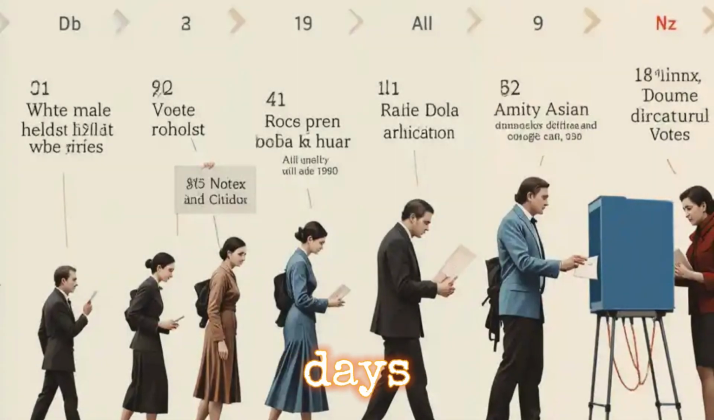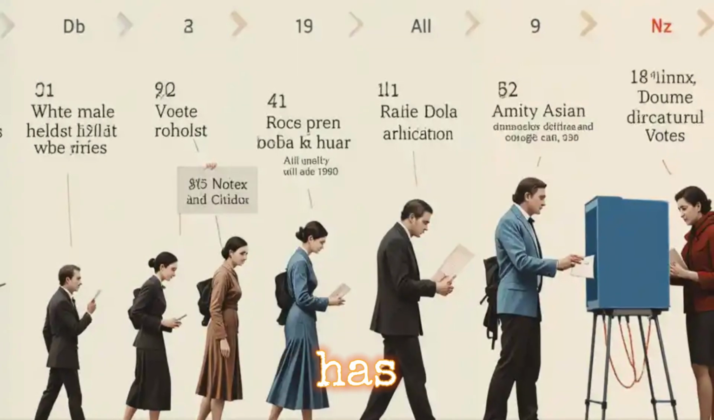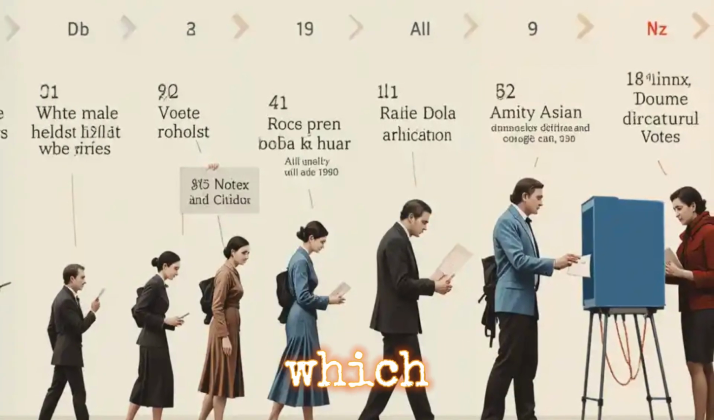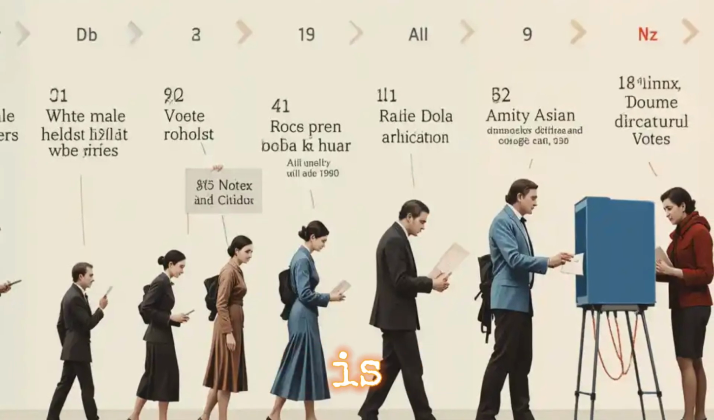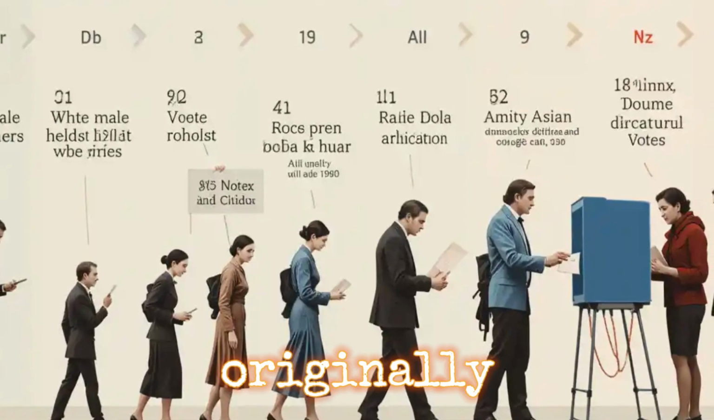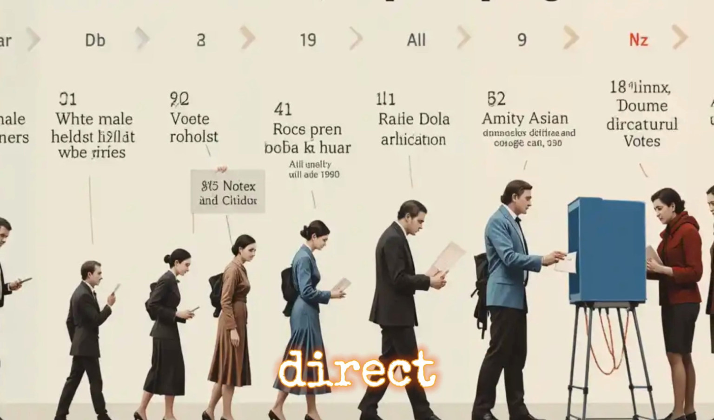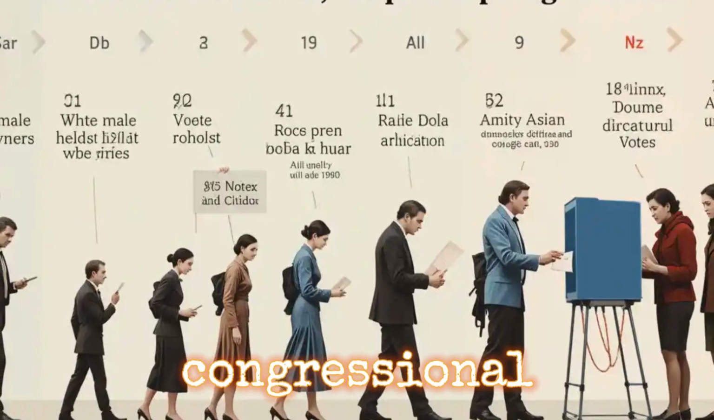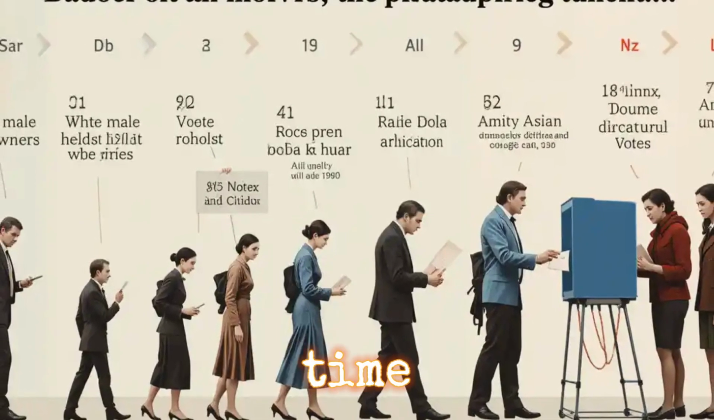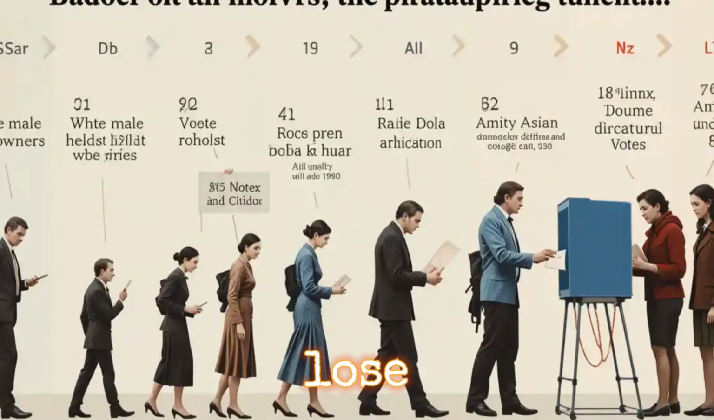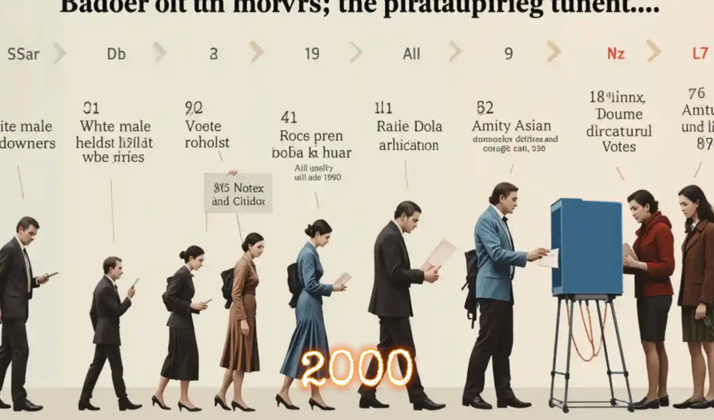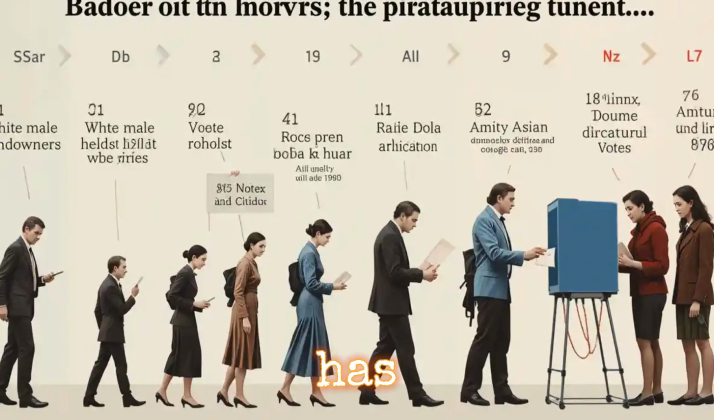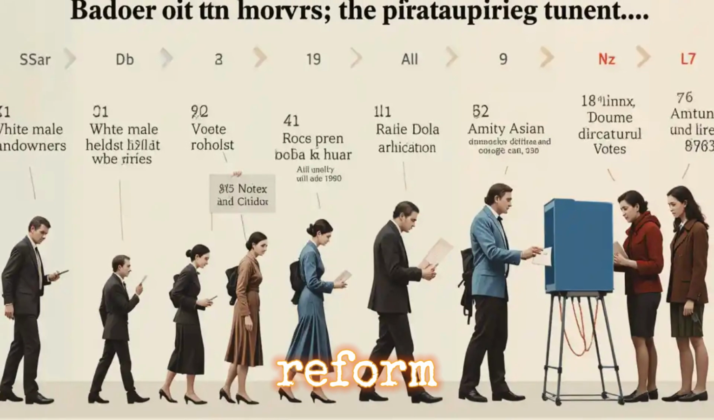From its earliest days, the U.S. electoral system has faced controversies, many of which go to the heart of democratic legitimacy. The Electoral College itself is a source of frequent debate, originally created as a compromise between direct popular vote and congressional selection. Over time, its ability to elect presidents who lose the popular vote, such as in 1876, 2000, and 2016, has fueled ongoing calls for reform.